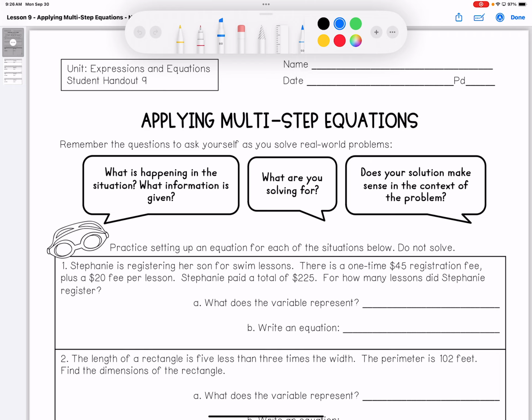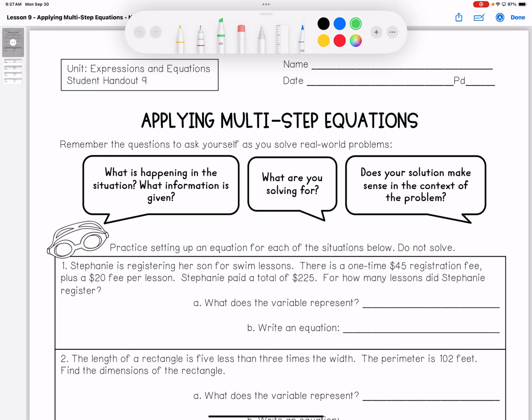Number 1, what is happening in the situation and what information is given? Number 2, most important question, what are you solving for? And then number 3, does the solution make sense? You'll figure out you got the answer wrong a lot of times if you just reread the question and see if your answer makes sense. So let's work number 1. I'm going to highlight as we go through so we can keep them separate.